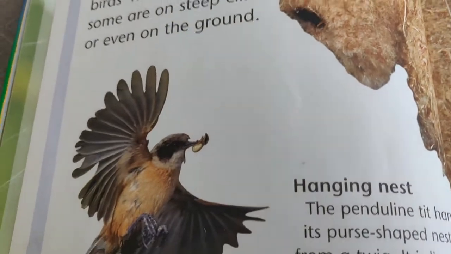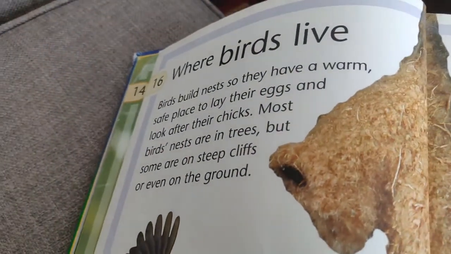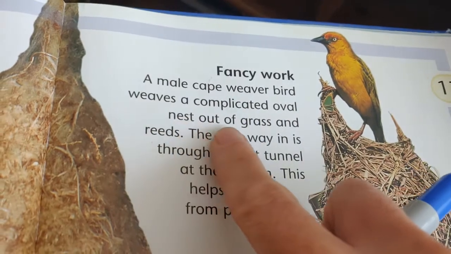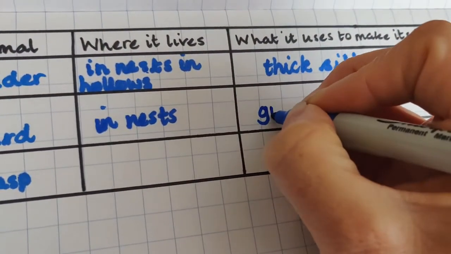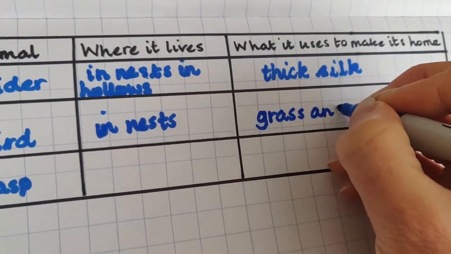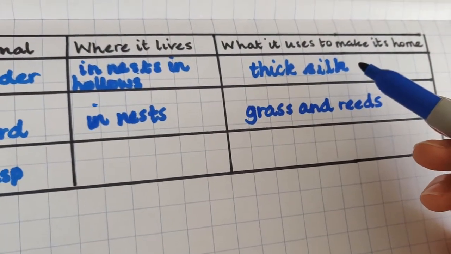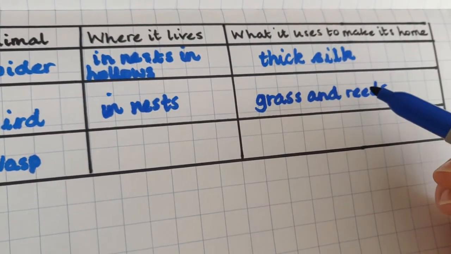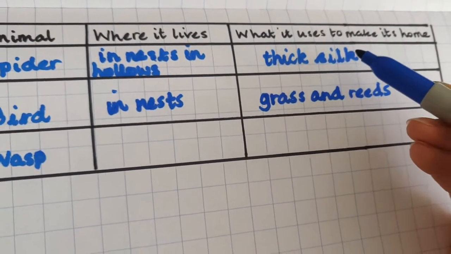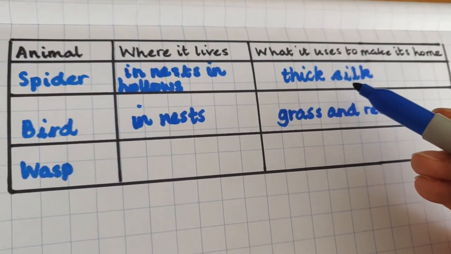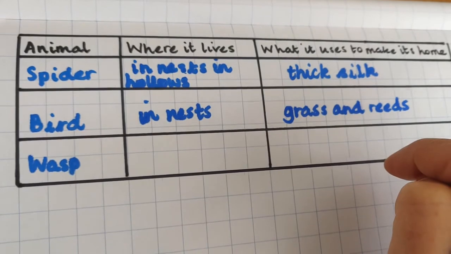What it uses to make its home. Okay, so I'm going to look on my page for the information. Here we go. A male cape weaver bird weaves a complicated oval nest out of grass and reeds. So that's something it uses. Grass and reeds. And by setting it out in a table this way, the reader can instantly see the difference between what a spider uses and what a bird uses. So it's the same information that's in the text in the paragraphs or the captions, but it's just laying out in a different way for the reader so it's a bit clearer. It hasn't got as much information as there is in the text, but it's just pulling out the information and placing it in a different way.